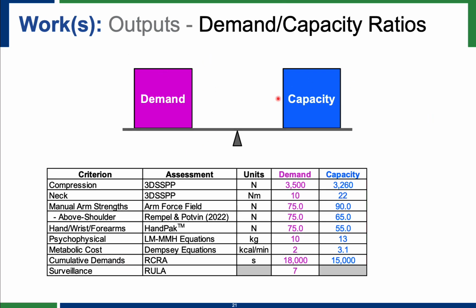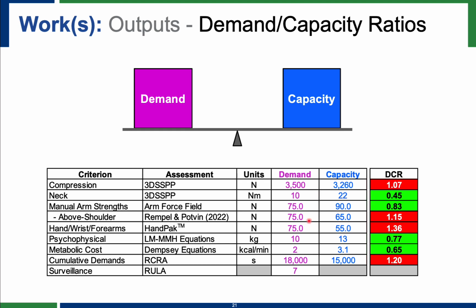So if we look at demand and capacity here, this is just a generic table. Let's say this is a different example than the one I showed you already. Basically what we do is we divide the demand by the capacity. If the value is over 1, it means the demand is greater than the capacity for the population you're designing for. You would have a DCR, demand capacity ratio, over 1, that's shown in red. Then I could do the same for each of these. So 10 divided by 22 is 0.45. That would be acceptable. 75 is less than 90, so it's about 83%. But these are higher. So anything in red here would be considered unacceptable.